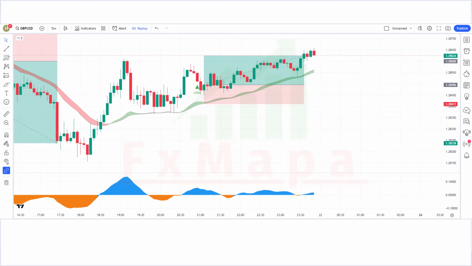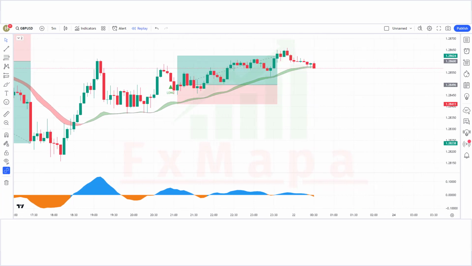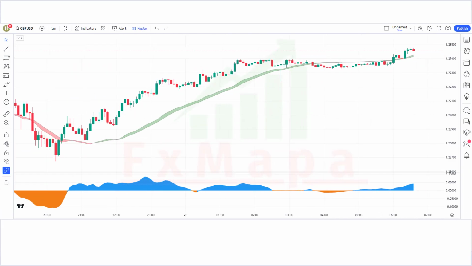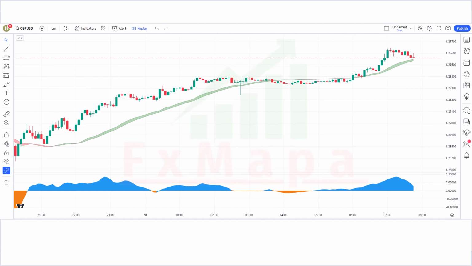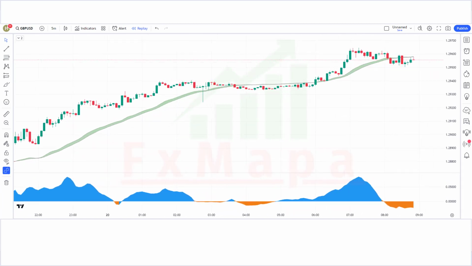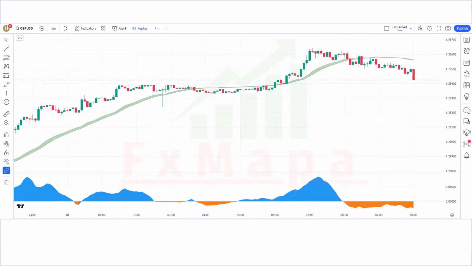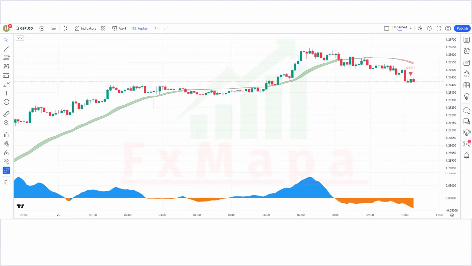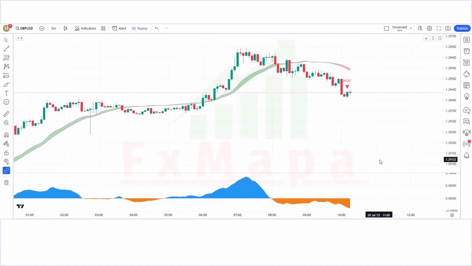I hope you have understood this trading strategy. If not, then don't worry, we will see multiple trades, so that you will definitely understand. If you have any question related to this strategy, then you can ask in the comments section. We will try our best to answer all your questions.